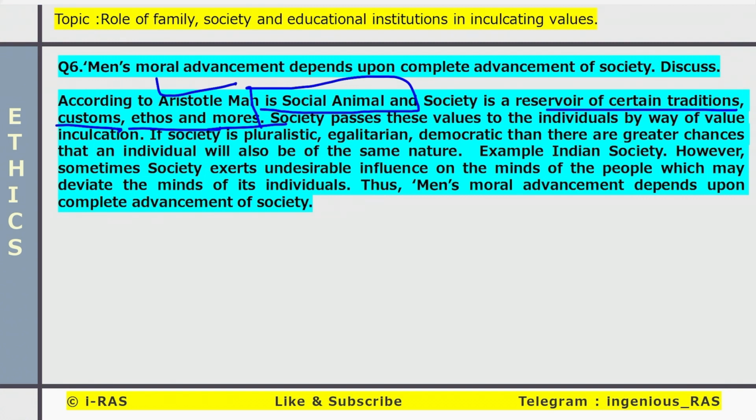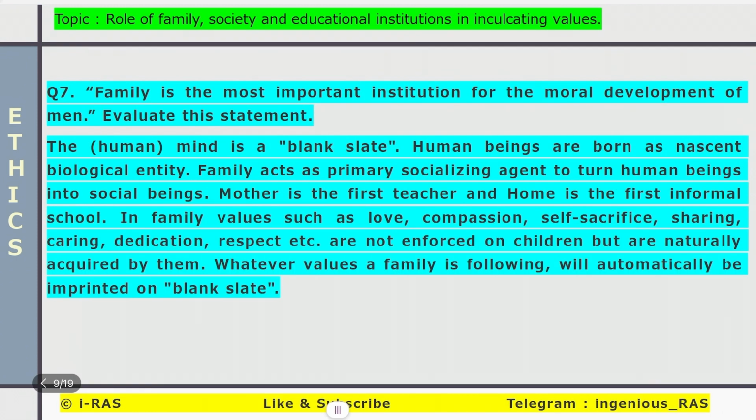Sometimes society exerts undesirable influence on the minds of people, which may deviate the minds of its individuals. Thus, man's moral advancement depends upon complete advancement of society. If society is fully grown and developed, then certainly there are greater chances that its individuals will also be fully developed. Family is an important institution for the moral advancement and development of man.